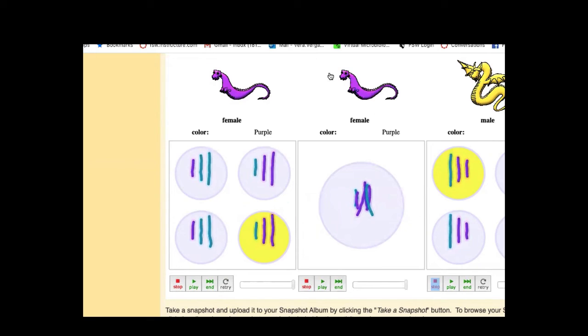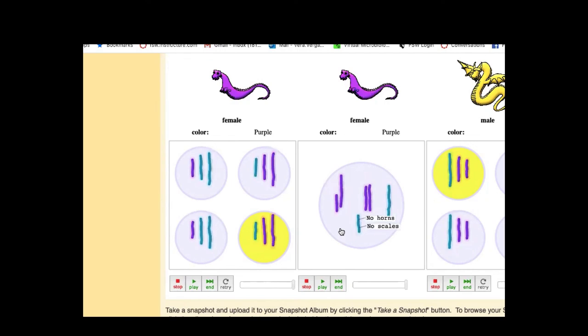And if we look at this girl, she's a purple female. She actually looks a lot like her mother. She has no horns and she has legs and she has scales on her back. So if you hover over the chromosomes, you can actually see the combinations that have occurred for her to look like that. So you can actually pull the chromosomes apart.